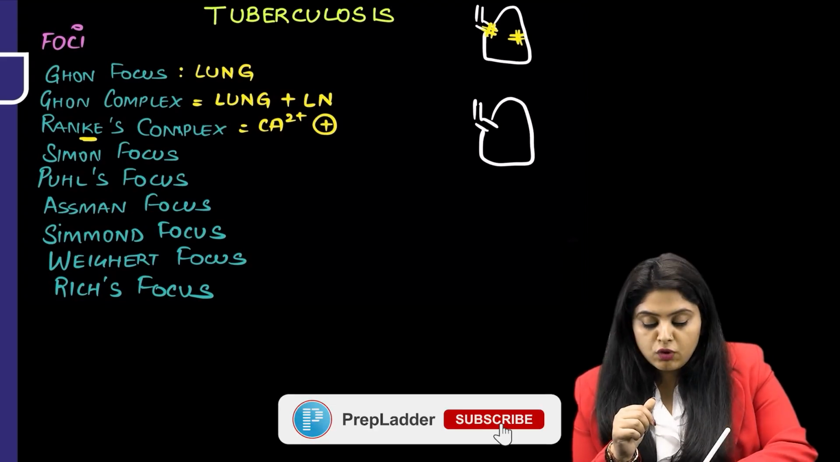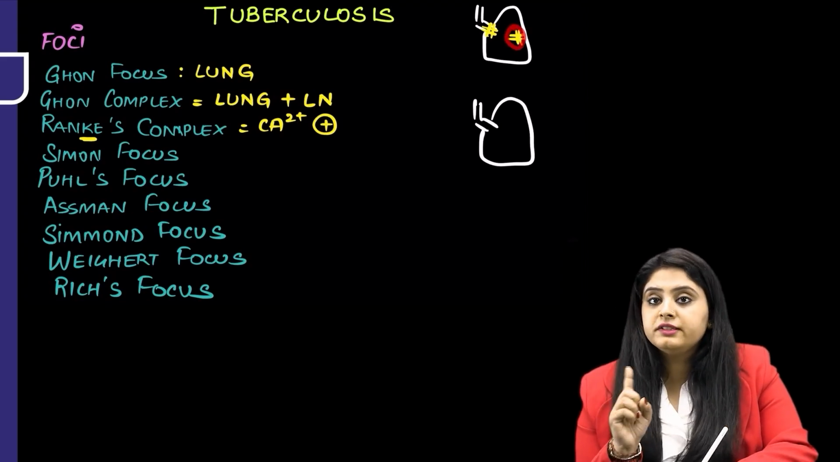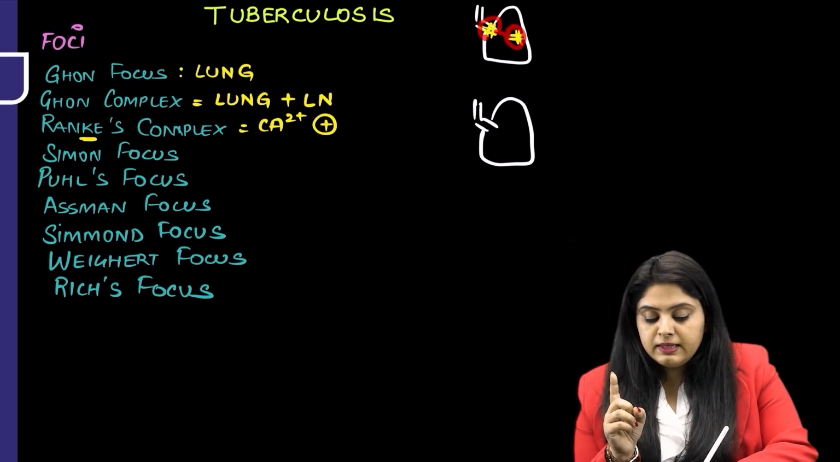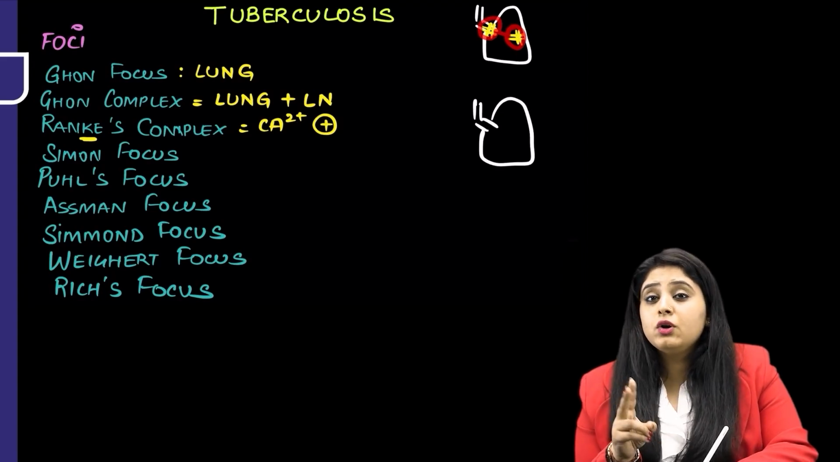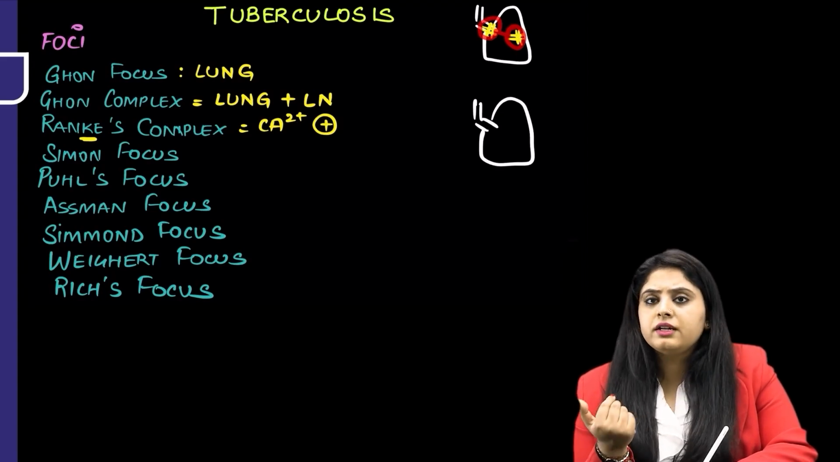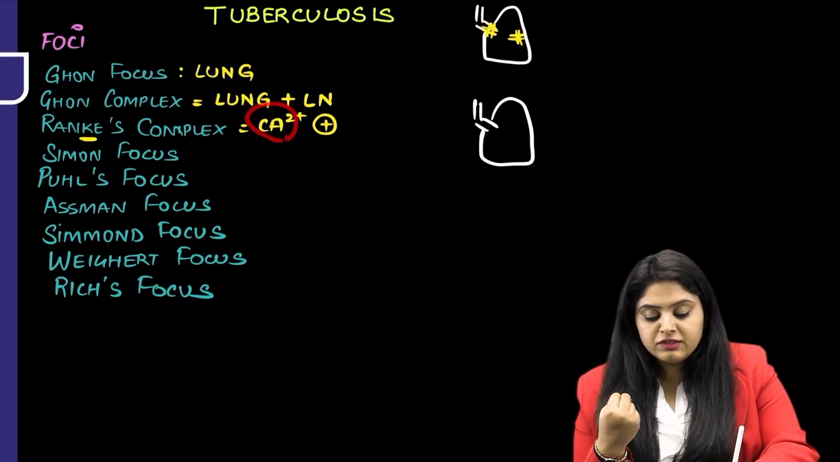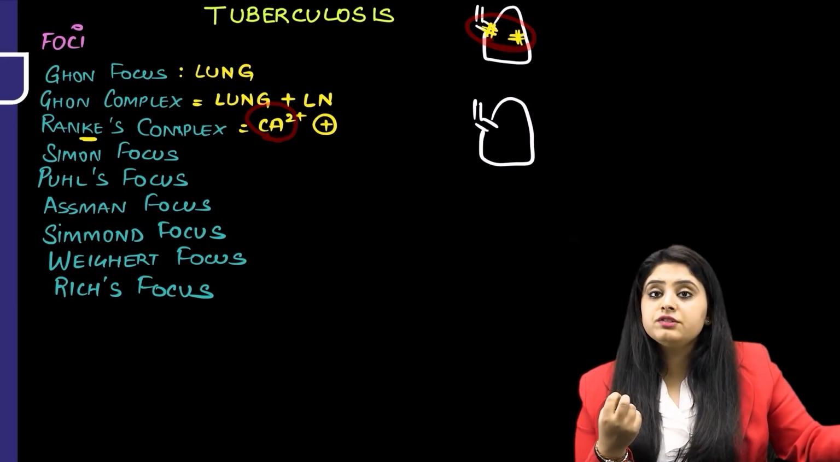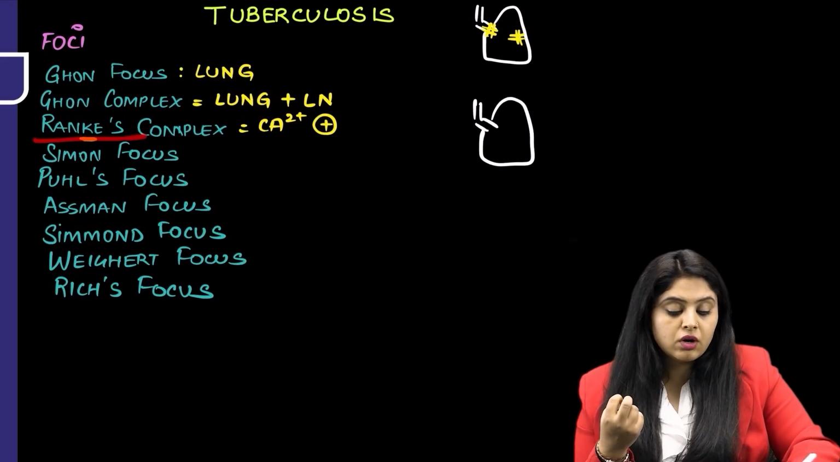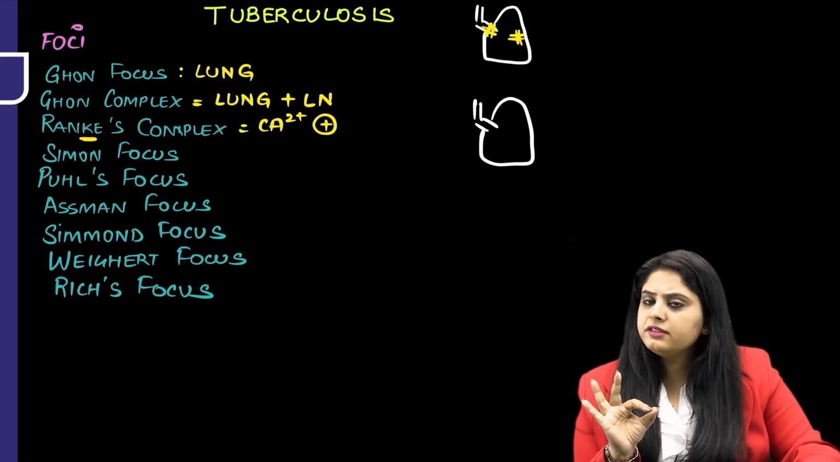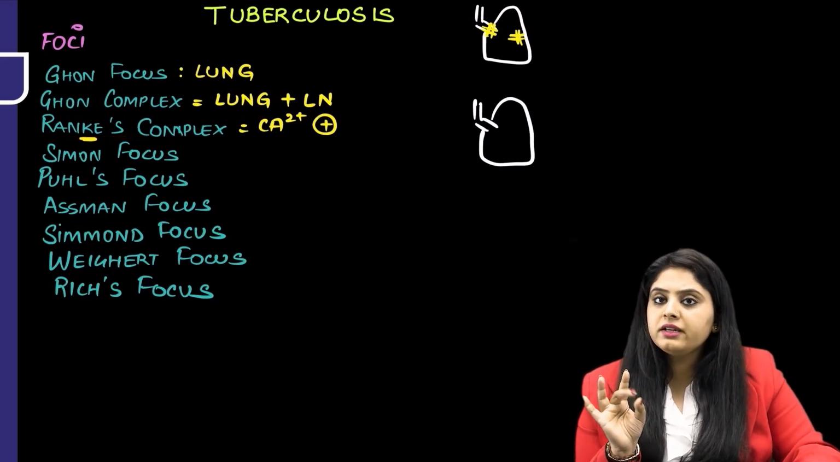What did I tell you first? Ghon focus is just one focus in the lung. If along with that the lymph node is also affected, that becomes a Ghon complex. Complex means many; here the complex is two things, lymph node and lung. And finally, if calcium gets deposited in these places, and the radiologist tells you there is calcification, then you talk about Ranke's complex. Three things are done: Ghon focus, Ghon complex, Ranke complex.